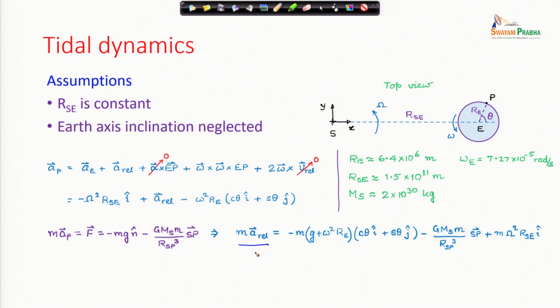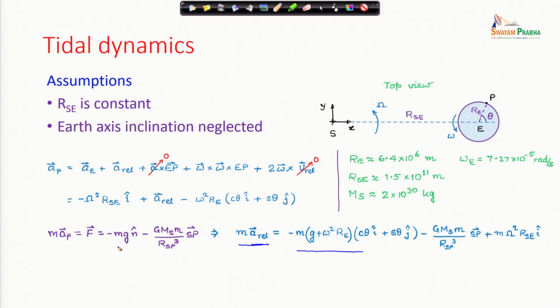Therefore, the acceleration of the particle as measured by an observer on the earth will be Arel, and mass times Arel must be the forces then acting on the particle. And when you plug in all these values, what you will observe, this is pure algebra, you will get whatever I have written on the right hand side. This term, all these terms come after you have plugged in these expressions.